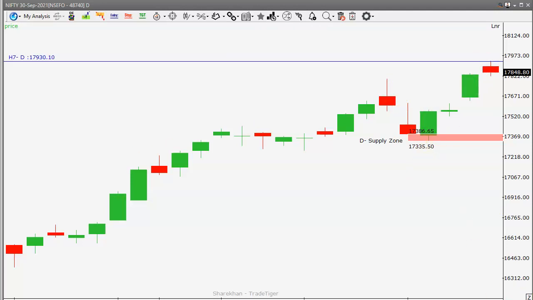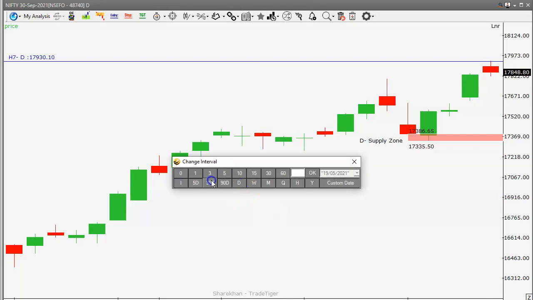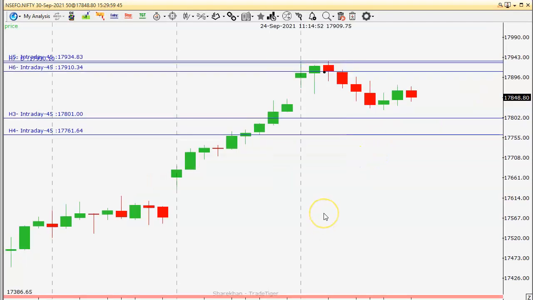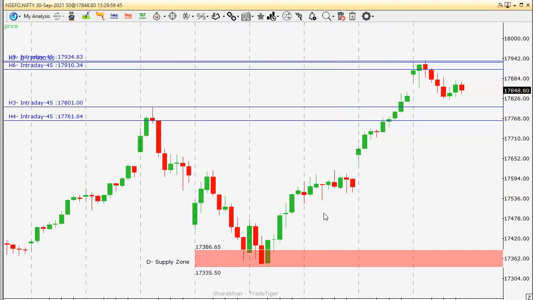Now this is the daily candlesticks. I am changing this to the time frame of 45 minutes. So this is the 45-minute chart of Nifty futures. If you see, this is the previous supply area. It is surpassed on Thursday and went up. On Friday, it opened a gap up and tested 17,930. And from there it has given a fall, right?